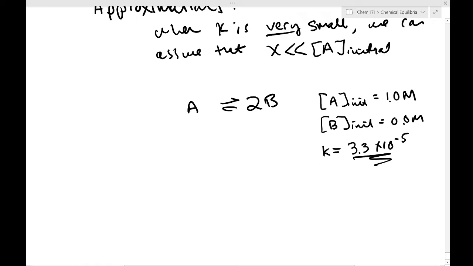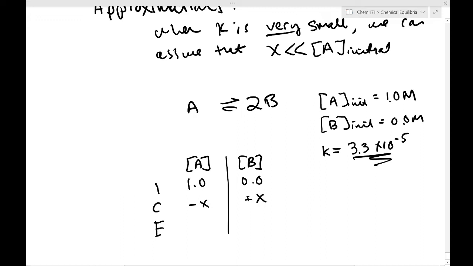If we look at an ICE table, this becomes apparent as to why. So let's have our concentration of A on this side and our concentration of B on this side. If we start out with 1.0 and 0.0, we have minus x and plus x.